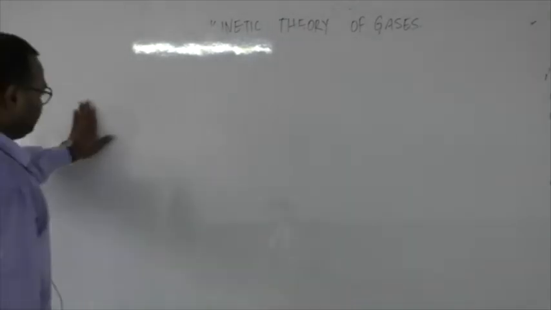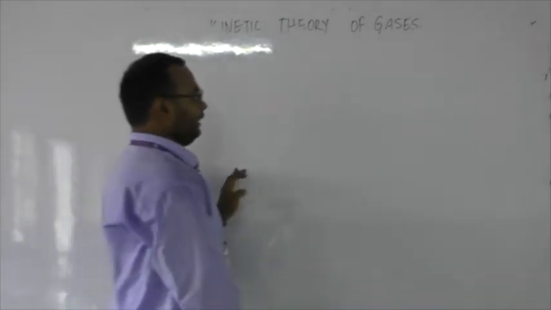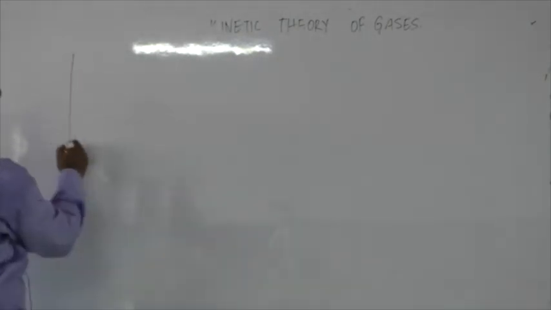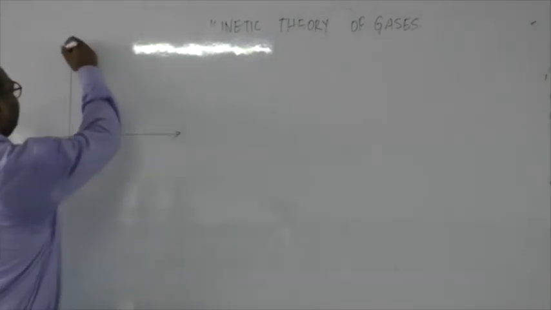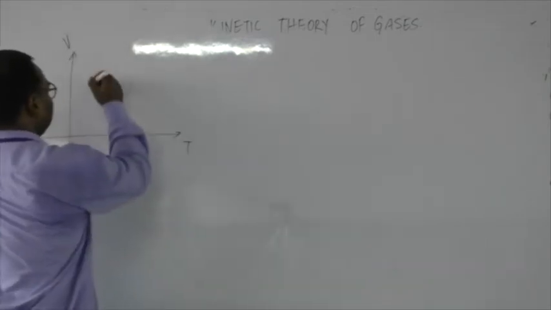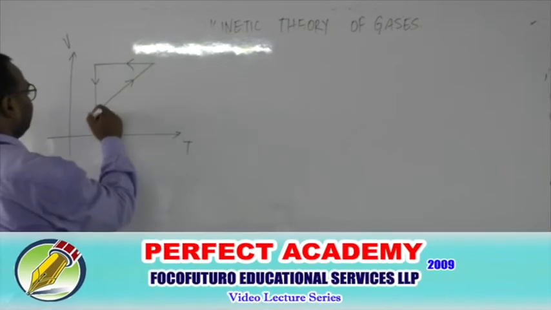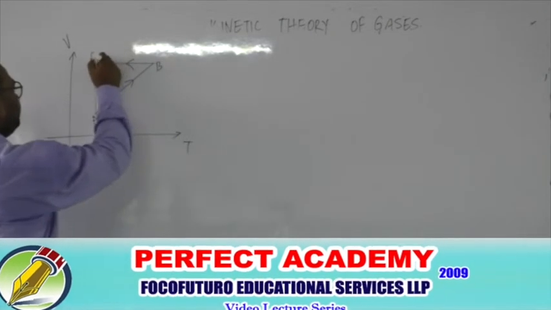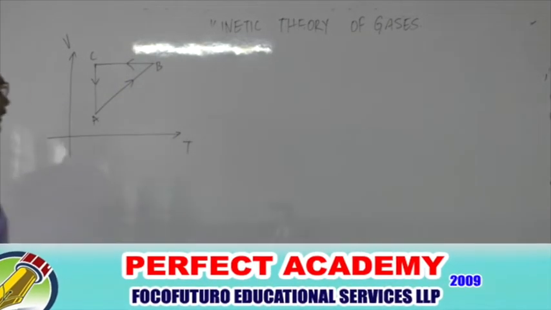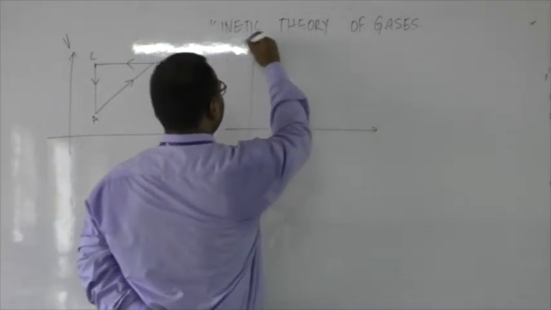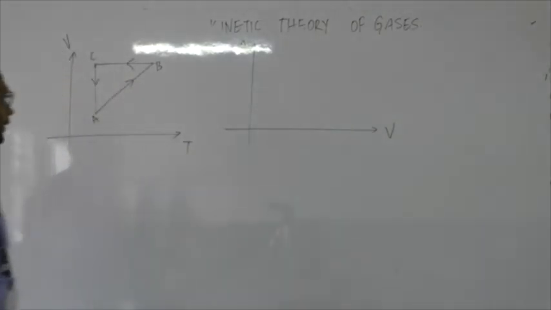Let us do some graph conversions. Graph conversions means, suppose you are given a V and T graph as this, from A to B to C. You have to convert this graph into P and V. So now, how to convert that?